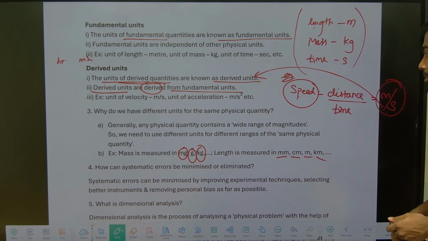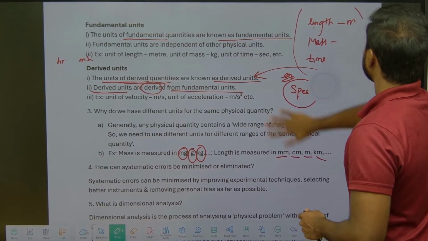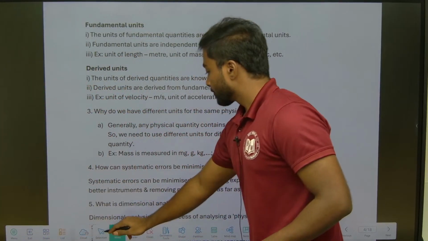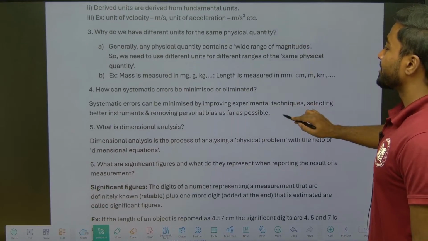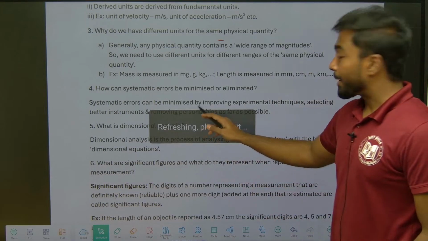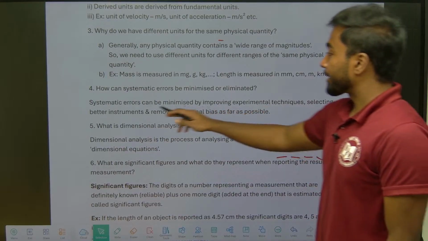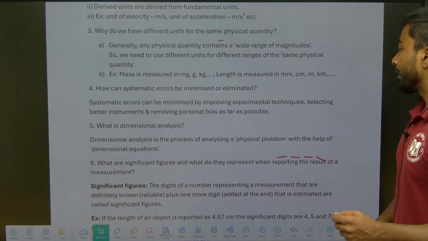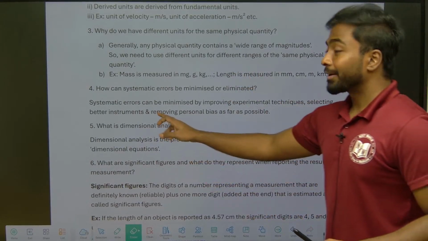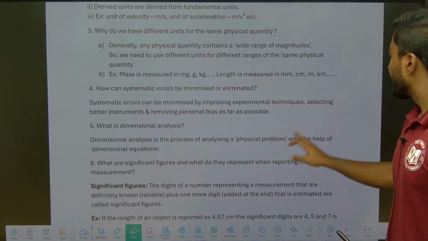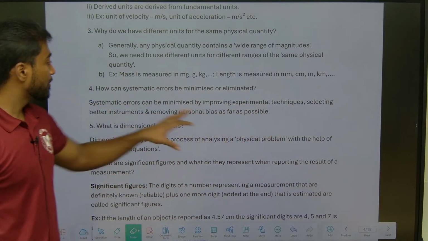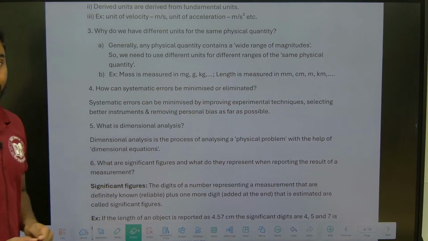And the next question: how can systematic error be minimized or eliminated? Systematic error can be minimized by improving experimental techniques, selecting better instruments, and removing personal bias as far as possible. This is how we can minimize or eliminate the systematic error.